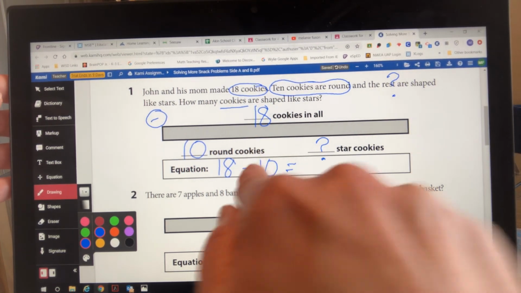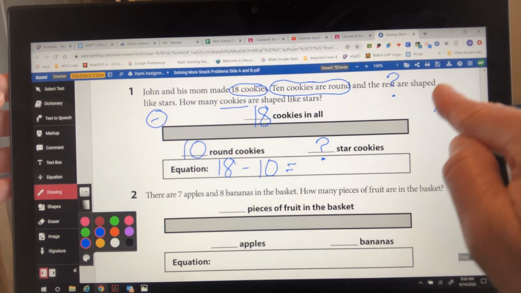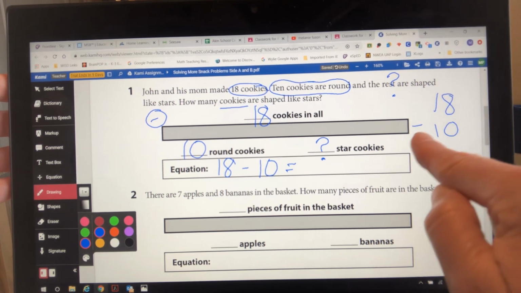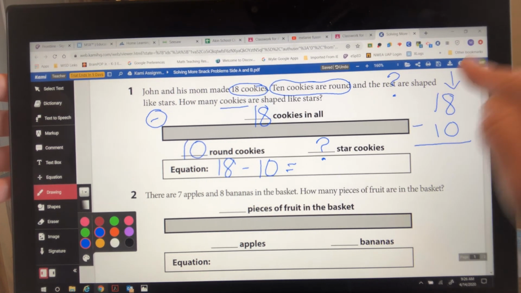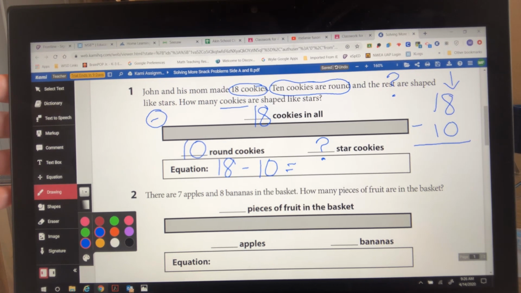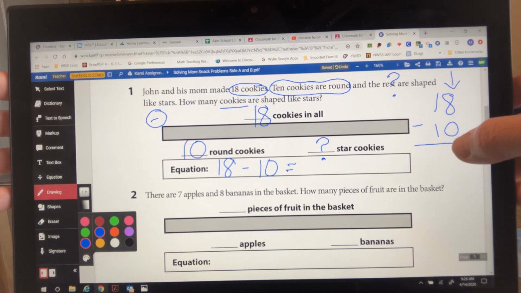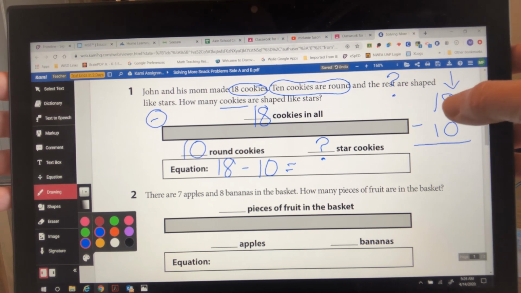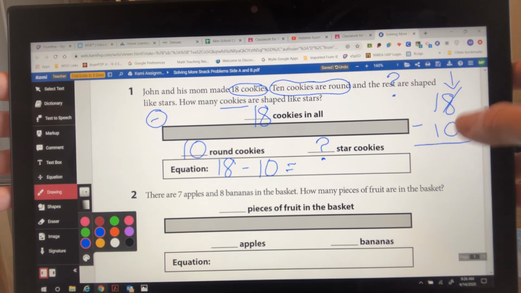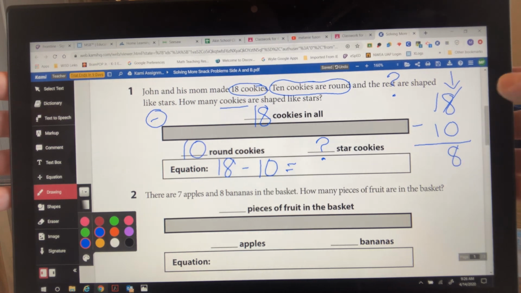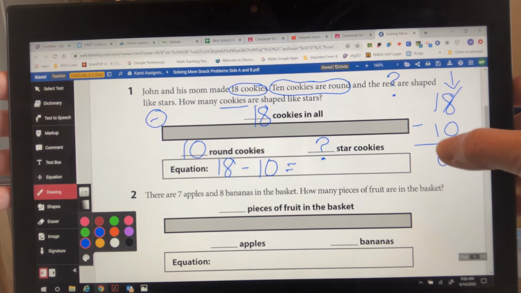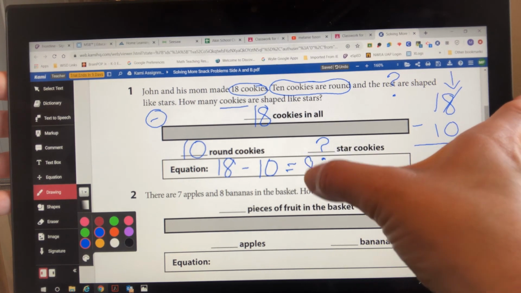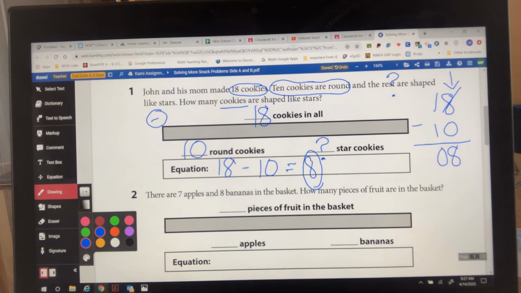Now remember, when I have a 2-digit number, I'm simply going to come out here to the side. I'm going to line up my 10s and 1s, and I'm going to start subtracting on my arrow side. When I subtract, I touch the top number, say its name, and count back. I always begin on the arrow side. Here we go. 8, and then nothing else. So 8 is just what I've got. And 1, 0. So just 8. And I want you to circle your answer. So 8 of the cookies were shaped like stars.